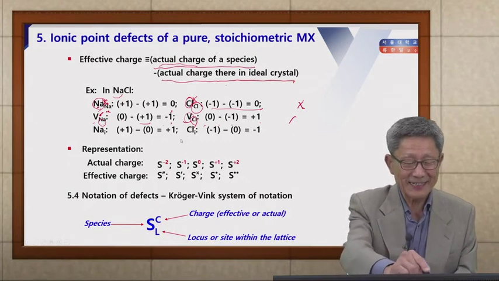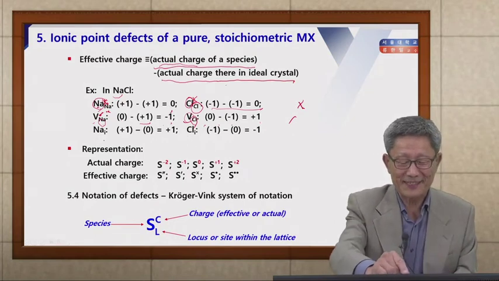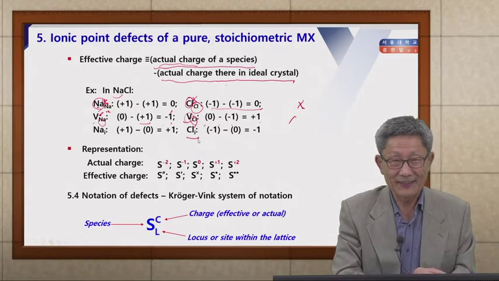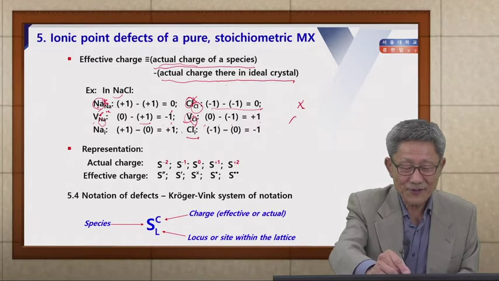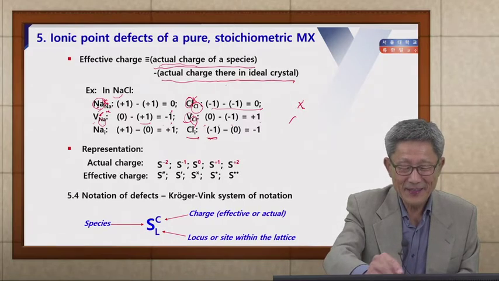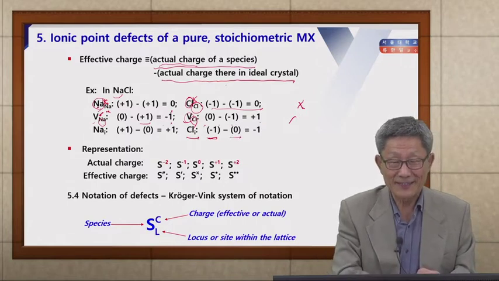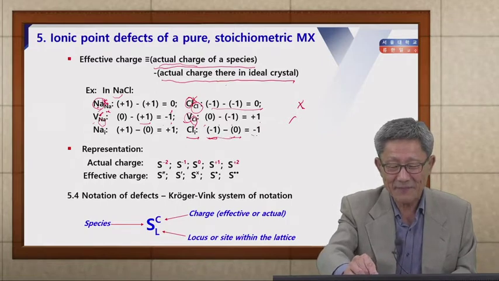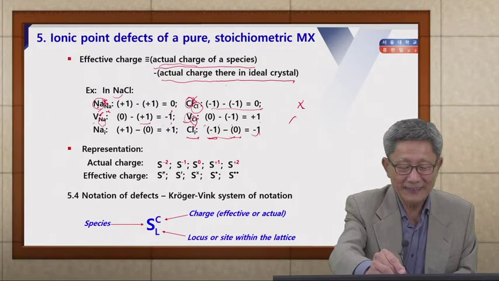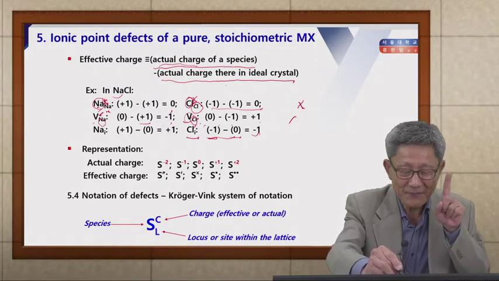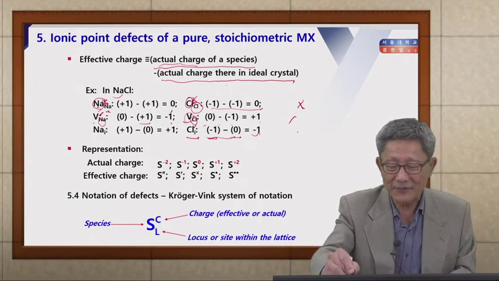Okay, now the final example. Let's skip the sodium interstitial. Chlorine ion on the interstitial site. What about its effective charge? Okay, the chlorine ion's actual charge is -1. But the interstitial site itself should have no charge if your crystal is ideal. Then this difference makes -1. Therefore, the effective charge of the chlorine ion on the interstitial site is effectively singly charged. So it is represented like this.